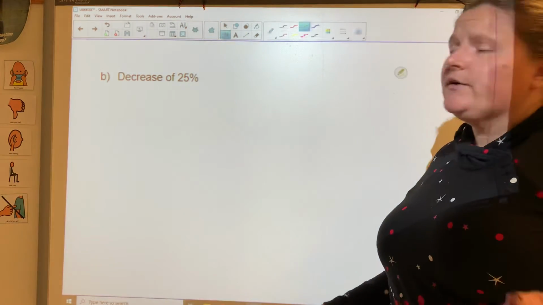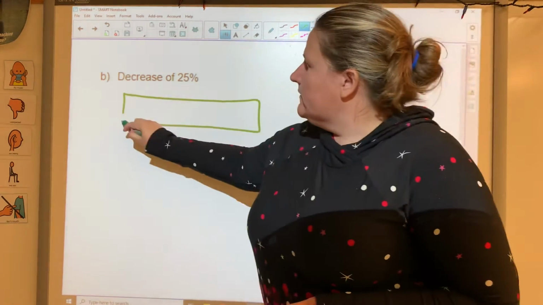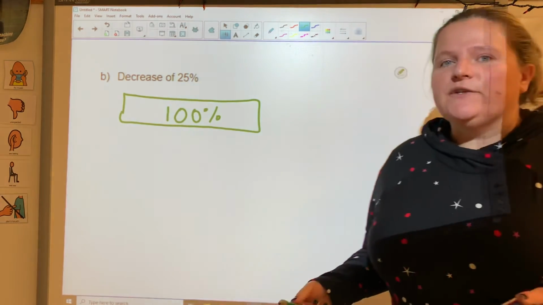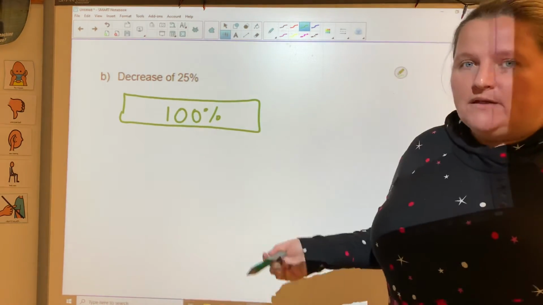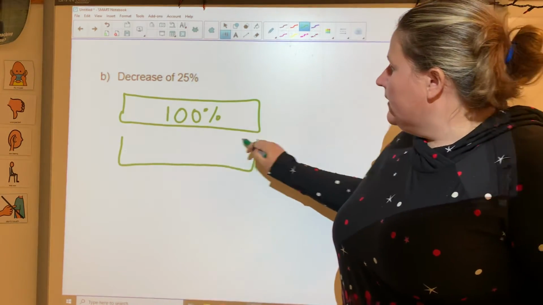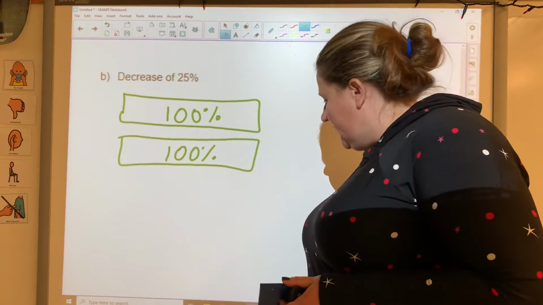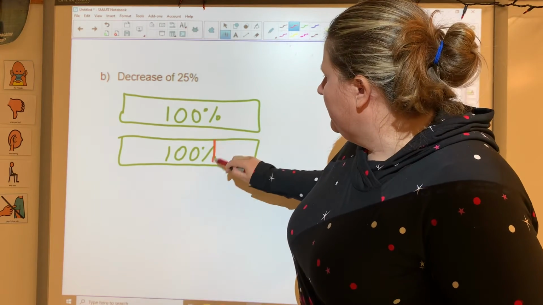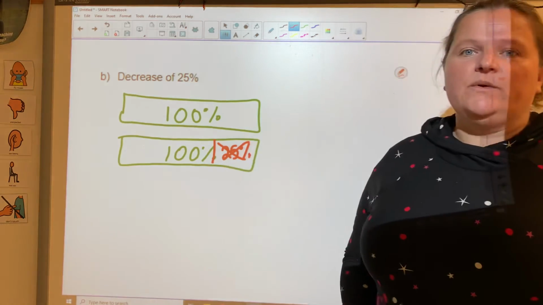And so here we have our decrease of 25%. So we do the same thing. We draw a tape diagram. And let's imagine that this is our whole. It's 100%. But now we have a decrease of, sorry, 25%. So rather than adding something onto it, we're actually going to be taking something off. So I'm going to take my 100% and I'm getting rid of 25%, and that's 1/4. So I'm going to eyeball it. Oh, that's about 25%.